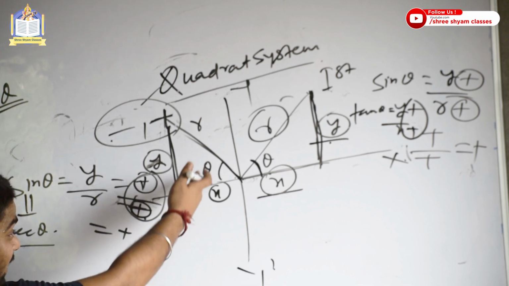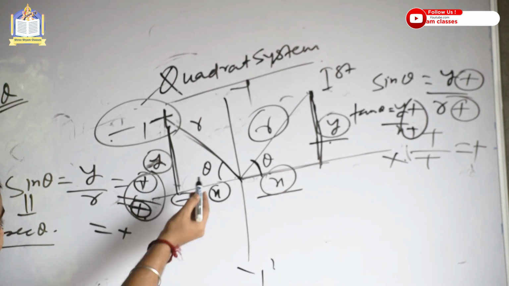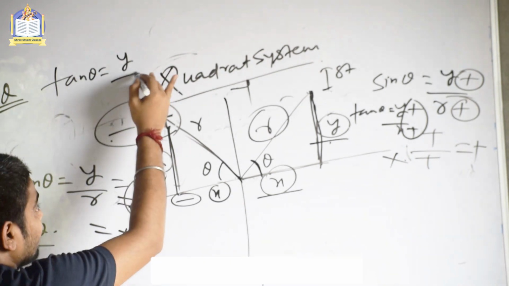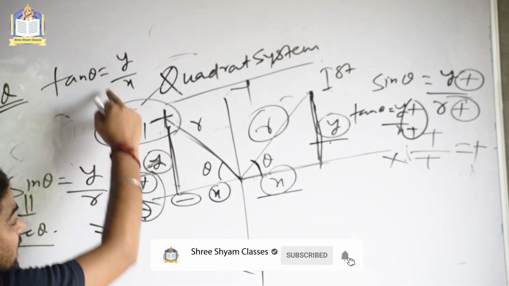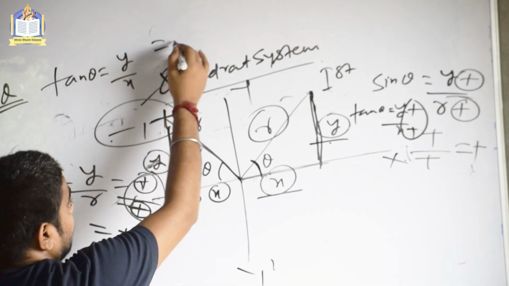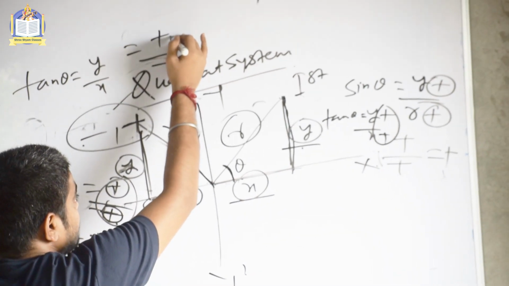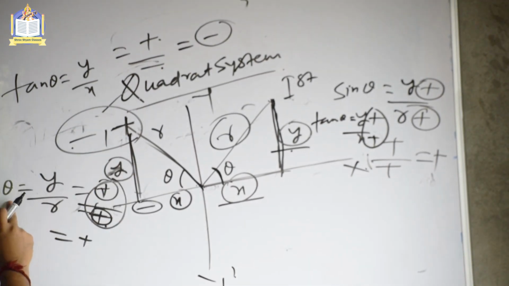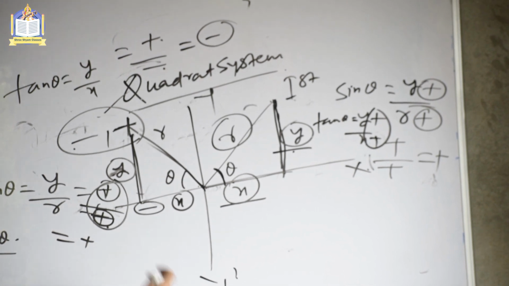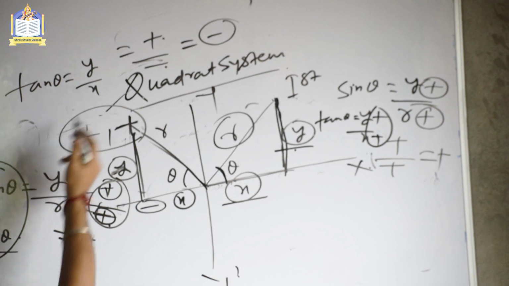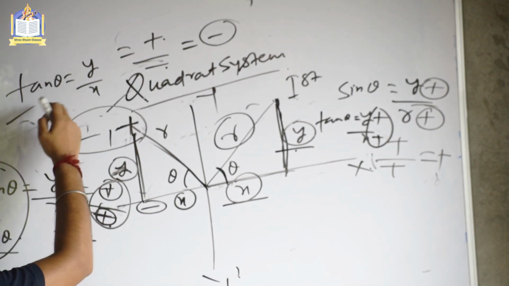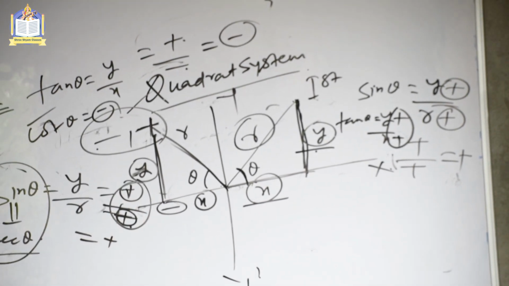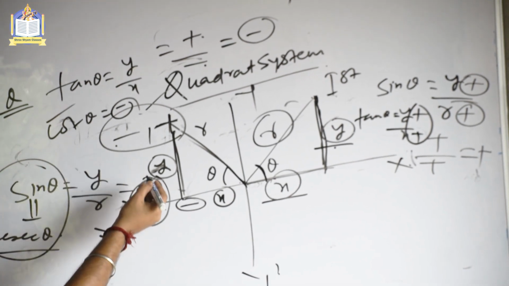But let's talk about tan theta in the second quadrant. Tan theta will be p by b. Here y is positive and x is negative, so positive by negative gives a negative result, right? That's why we said that in the second quadrant only sin theta and its reciprocal cosec theta are positive, and everything else is negative. If tan is negative, definitely cot will be negative. If tan theta is negative in the second quadrant, definitely its reciprocal will also be negative. Let's talk about cos theta in this quadrant.